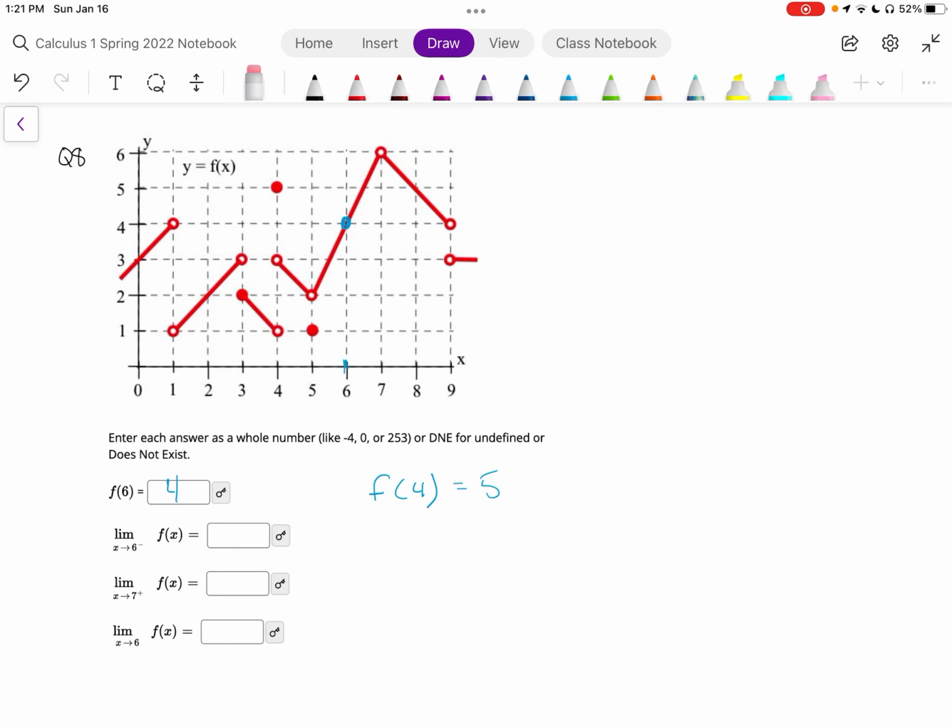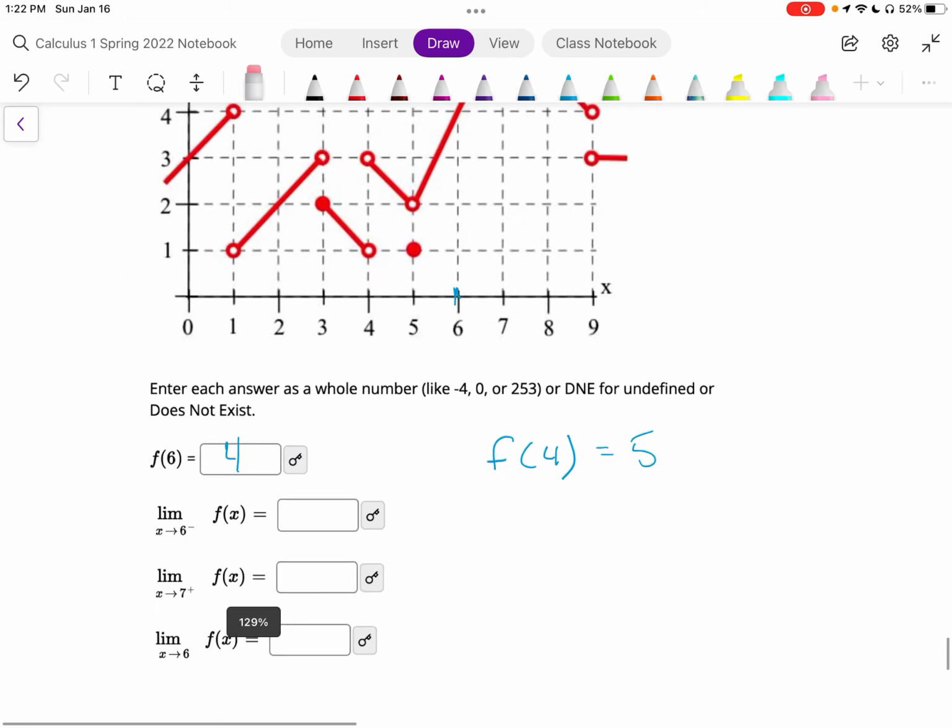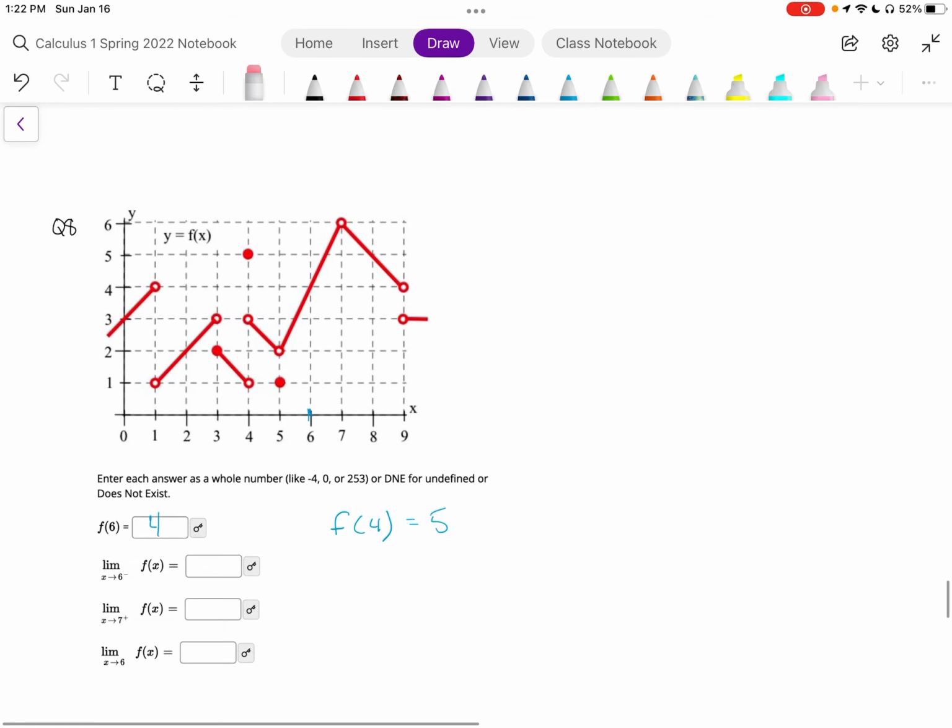Okay. All right, a little bit more. Let's do the limit as x approaches 6 from the left. Well, it's just a point. It's part of the graph. So again, it's 4. As x approaches 7 from the right is this next one right here. So 7 is here. It's approaching from the right. What is it approaching? Well, it's approaching 6 right there. So it would be 6.